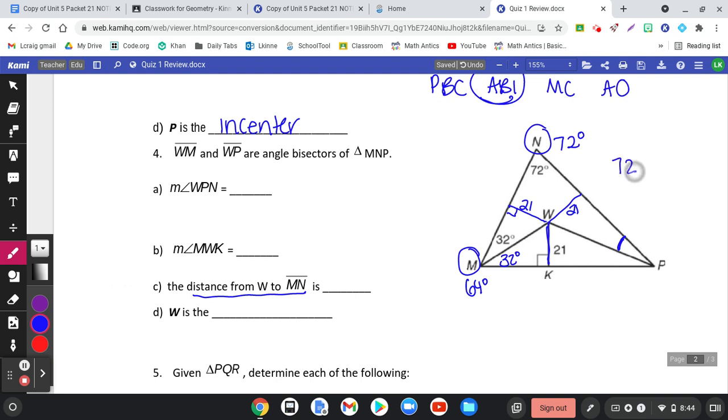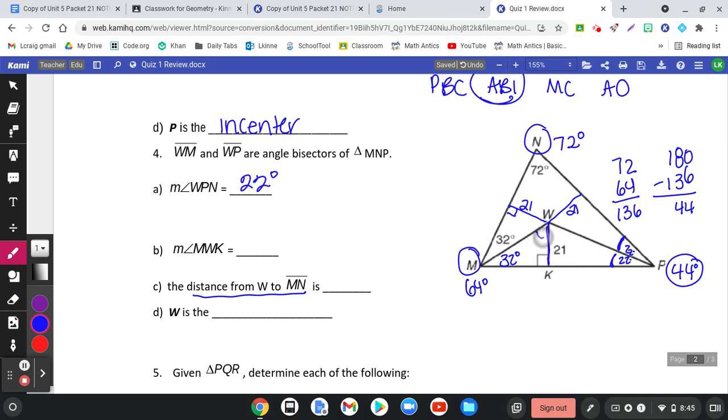So if we did 72 and 64, we get 136. And then we'll subtract that from 180, and we get 44. So that means P as a whole is 44. So if it's being bisected, this is 22 and that's 22. So what's the angle measure for WPN? 22 degrees.